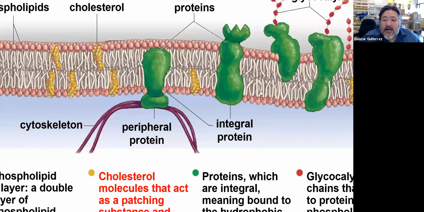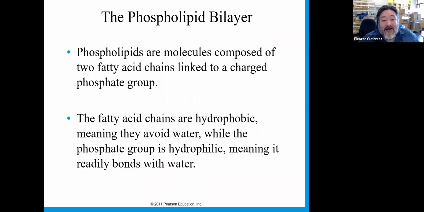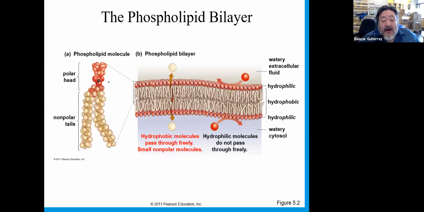Actually, I'm getting ahead of myself. This is a very interesting topic for me, so I love getting ahead of it. Let's see. Oh, okay. See, I'm glad that I stopped myself. So this is important. Here's our phospholipid bilayer. We'll talk about proteins again in a second.